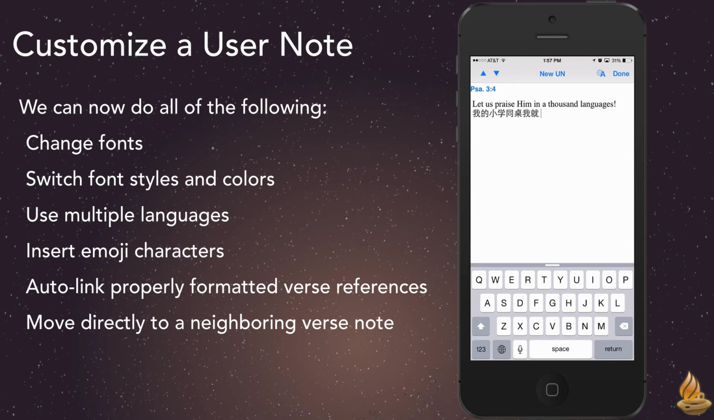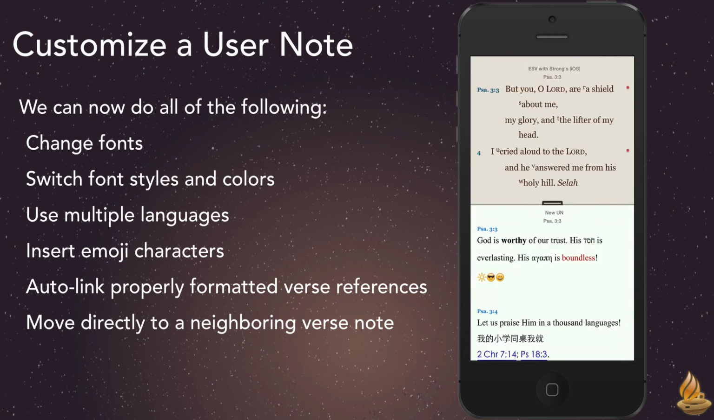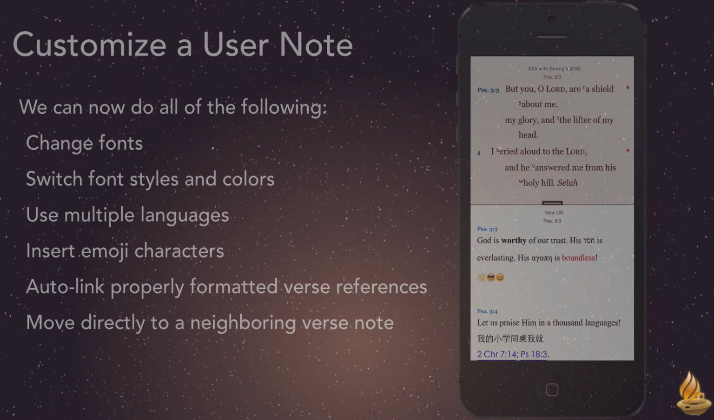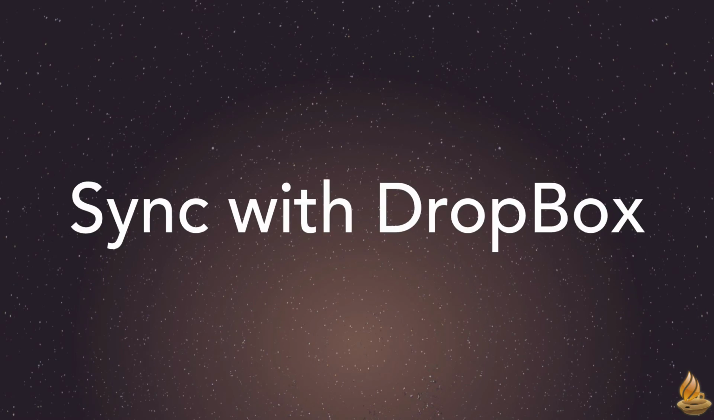Finally, let's add a few scripture references. 2 Chronicles 7:14 and Psalm 18:3. Just so everyone can see how AutoLink converts them. By the way, if we want AutoLink to work properly, we need to make sure to include book, chapter, and verse in each reference, and end the reference with either a space or some sort of punctuation. There, we're done. Sync with Dropbox.